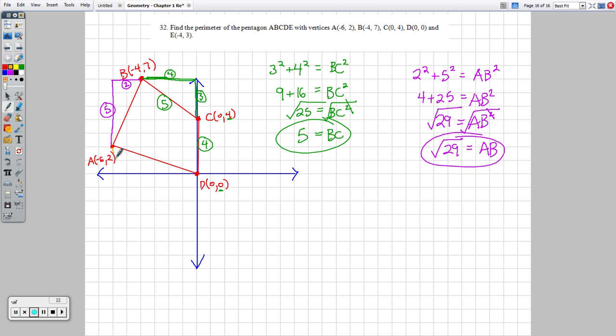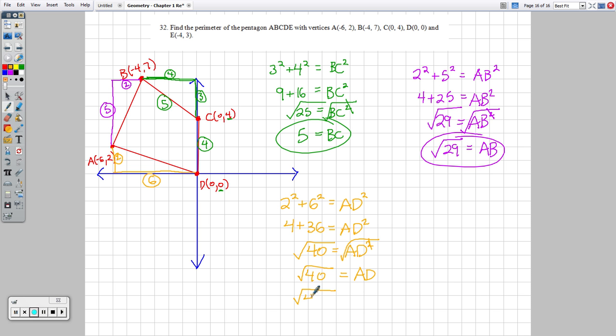Finally, in orange, I'll go down here, figuring out what's the length of AD based on this right triangle. So this is going to be 2 right here, and then going from -6 to 0, that's going to be a jump of 6 right there. So you've got 2 squared plus 6 squared would equal AD squared. That's 4 plus 36 equals AD squared. This is 40 equals AD squared. Square root of both sides. You'll have square root of 40 equals AD.